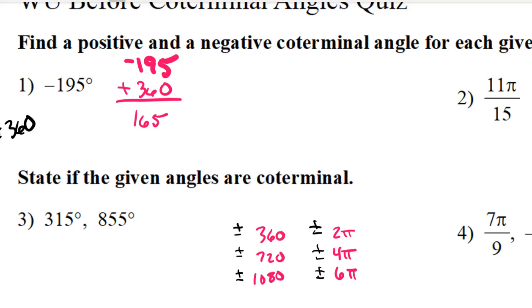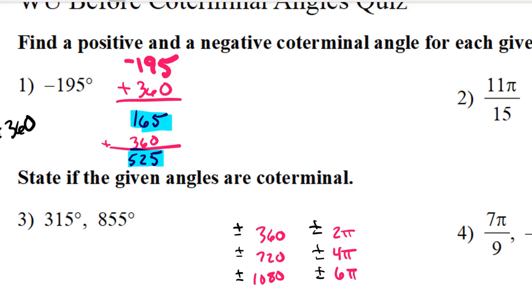Now, if I wanted another positive value, I could add another 360 degrees. So plus another 360. So another positive coterminal angle to negative 195 would be 525. So our two coterminal angles that are positive, one is 165, and another one would be 525. I could keep adding 360 and come up with an infinite number of more positive values.